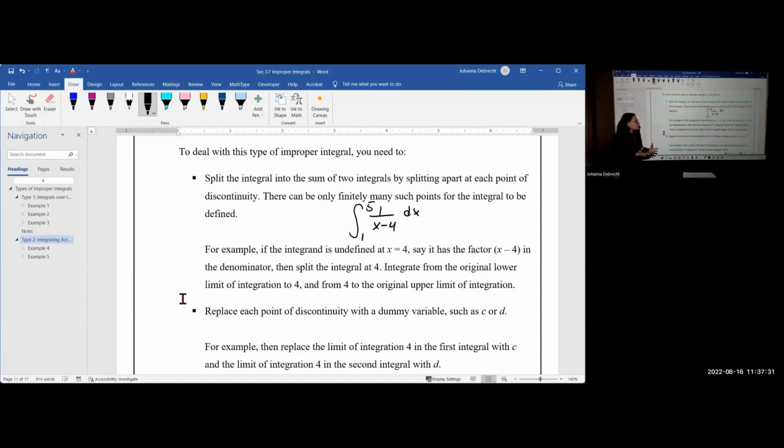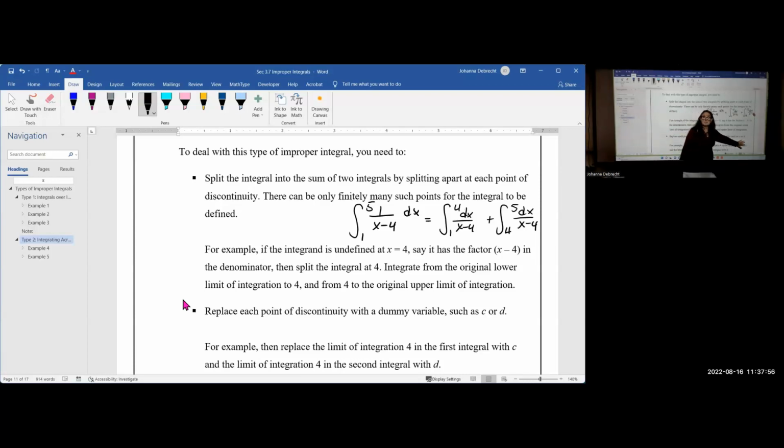So we're going to take this apart right at 4, and we're going to integrate from 1 to 4 of dx over x minus 4, plus the integral from 4 to 5 of dx over x minus 4. Now, again, the 4 is what's causing a problem for us. So we're going to take that 4 and we're going to replace it with a dummy variable.